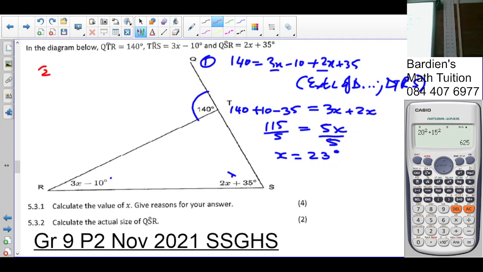Okay. Number 2. What's the actual size of QSR? So angle QSR is 2x plus 35. But what is your x? 23. That's why it's your x.